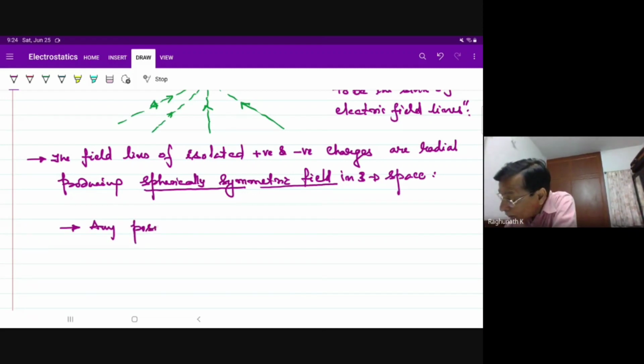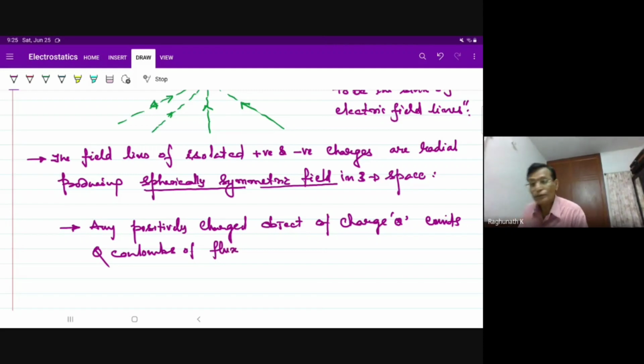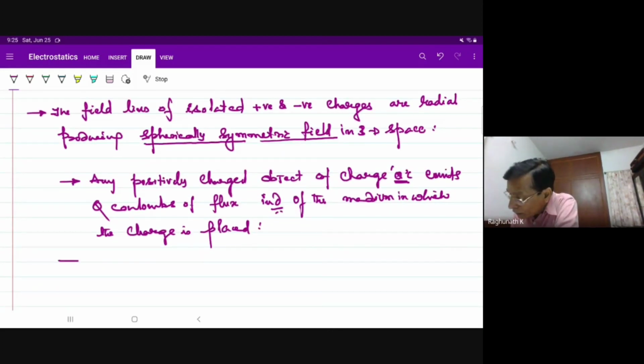Any positively charged object of charge q emits q coulombs of flux. Charge of q coulombs emits q coulombs of flux, and charge and flux are of the same units, independent of the medium in which the charge is placed. Number one. Number two.